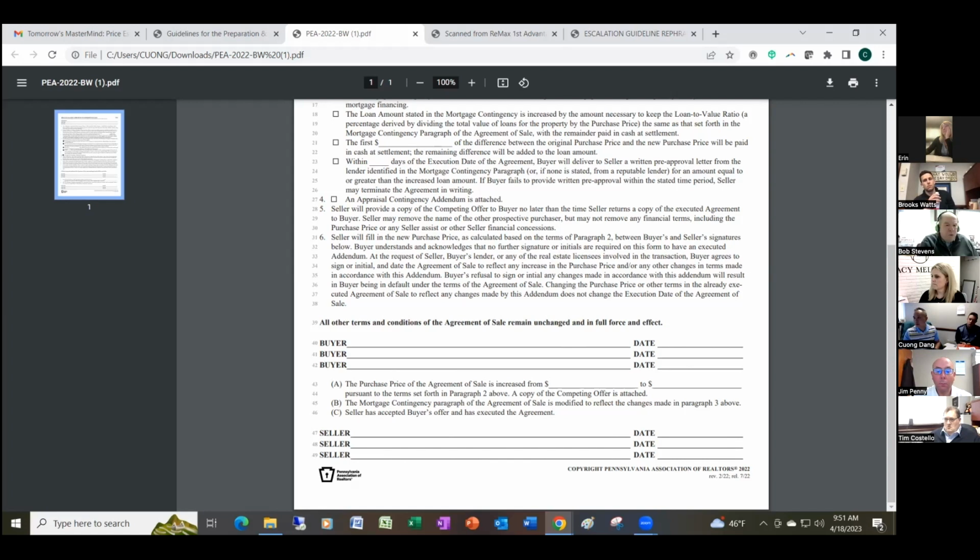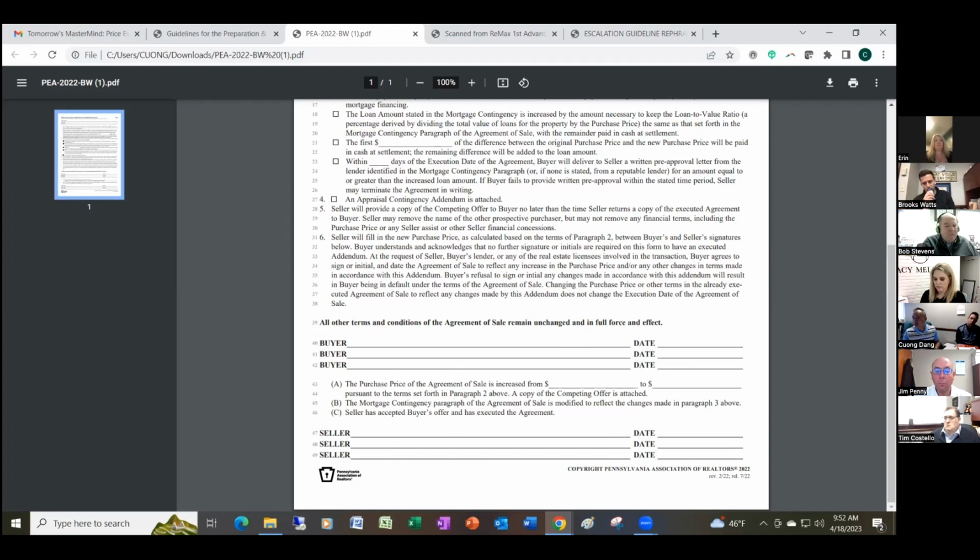Colin, would that be true if you had initials and a date beside the change that you just made? Would that new date not be the new date of execution? Nope. Changing the purchase price or other terms in this already executed agreement of sale to reflect any changes made by this addendum does not change the execution date of the agreement of sale. So yeah, it does not, Bob.